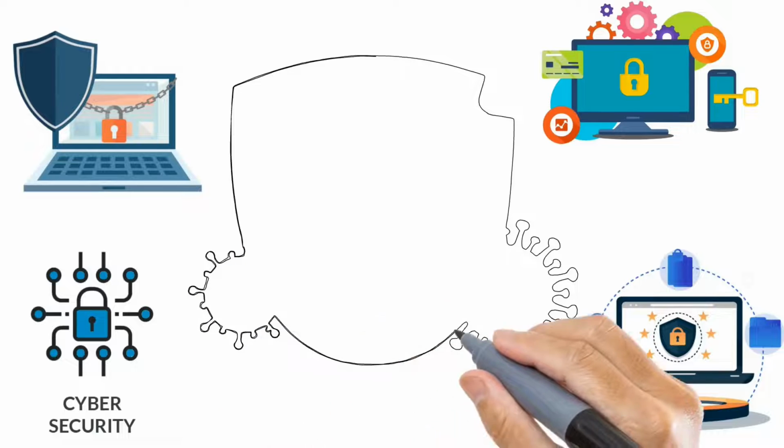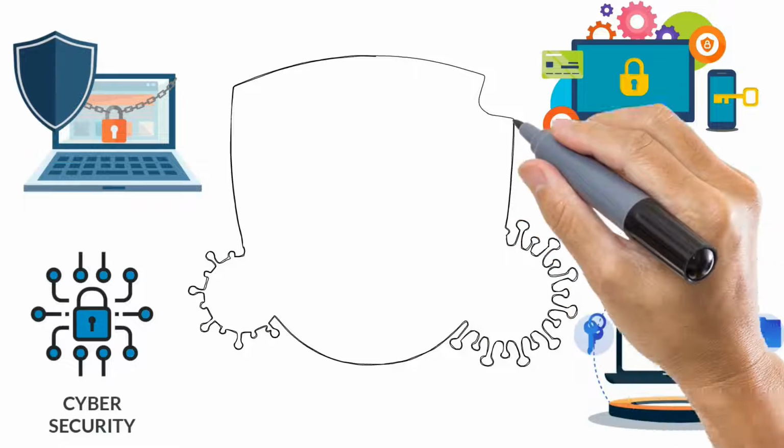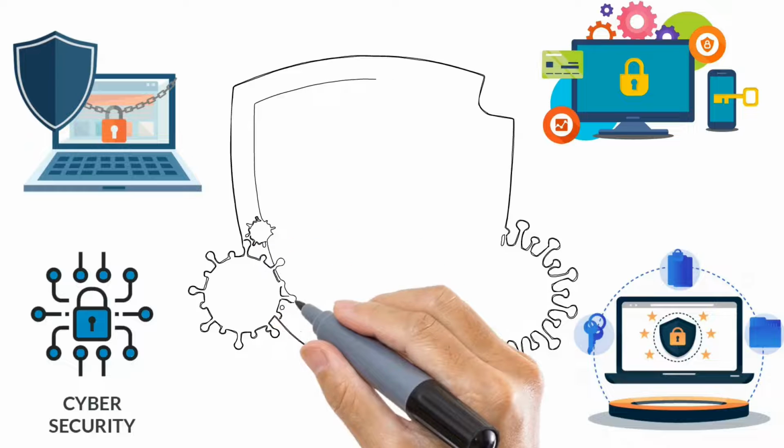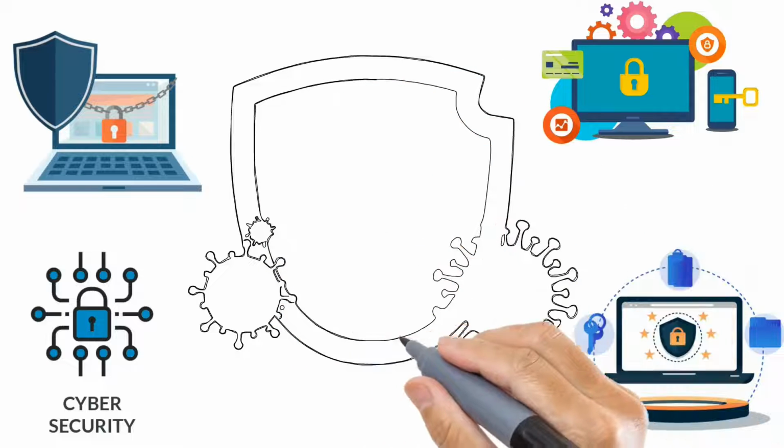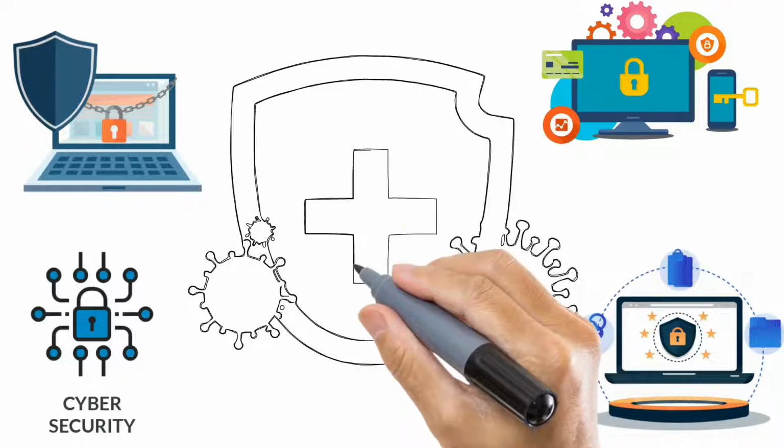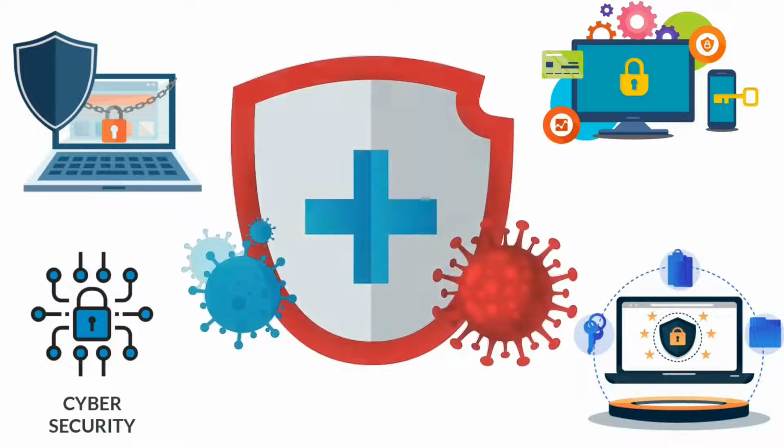Computer security, cybersecurity, or information technology security, IT security, is the protection of computer systems and networks from information disclosure, theft of or damage to their hardware, software, or electronic data, as well as from the disruption or misdirection of the services they provide.